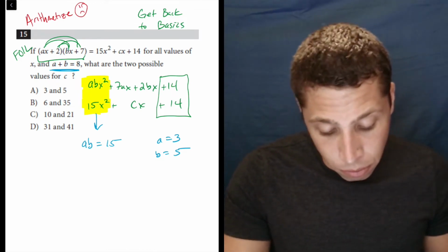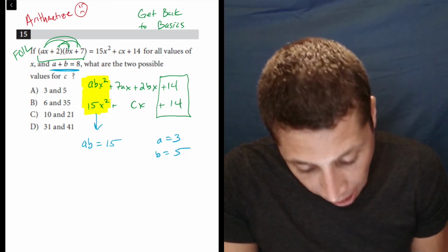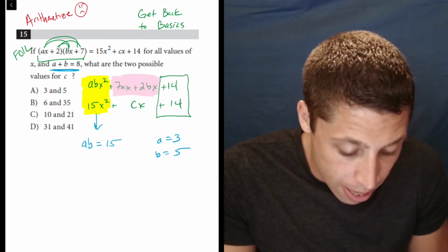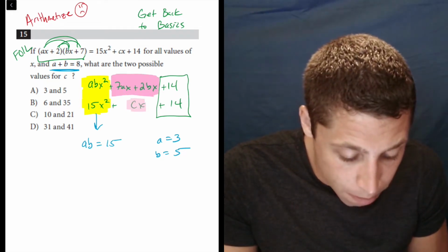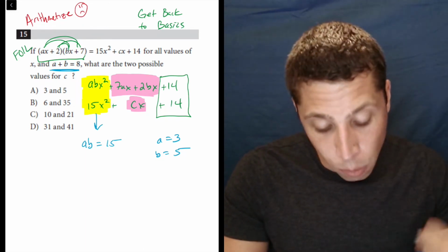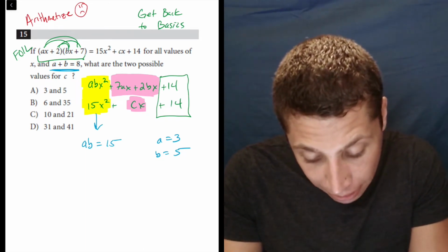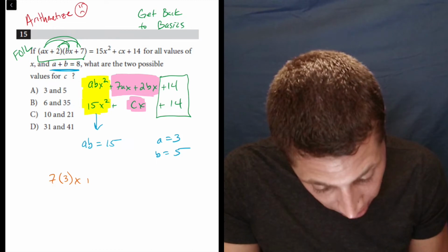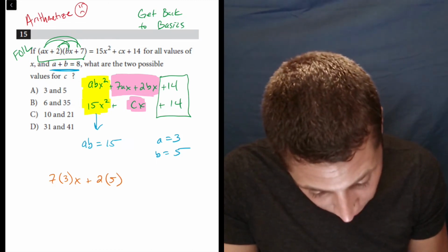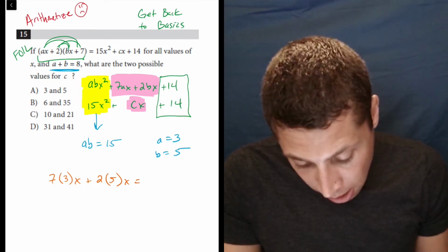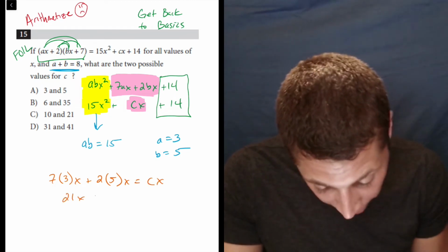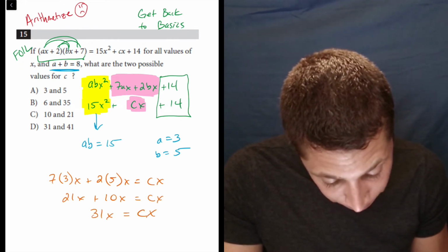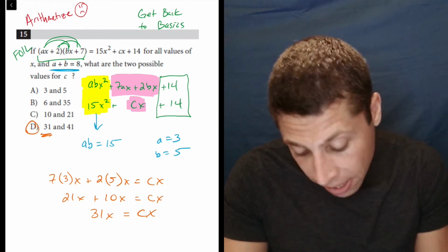Well, now that I've got those numbers, the rest becomes pretty simple here, because I see that even though this is two terms, they both have a single x, so they must match with this one term. And once I plug in for a and b, those are going to be combinable. So let's do that. That means that 7 times a, which is 3x, plus 2 times b, which is 5x, is going to equal cx. So 21x plus 10x is cx, so c has to be 31. And only one choice includes that, so it must be D.